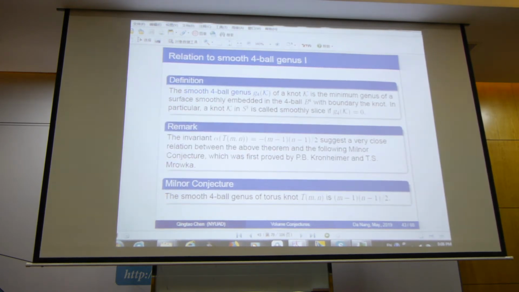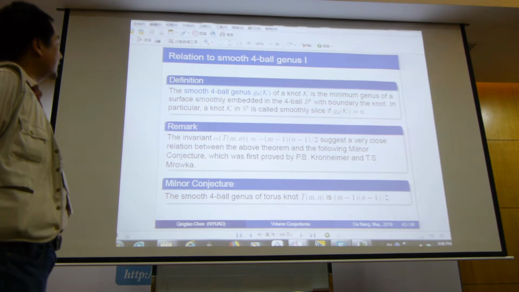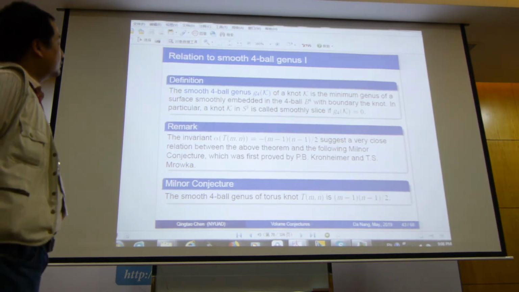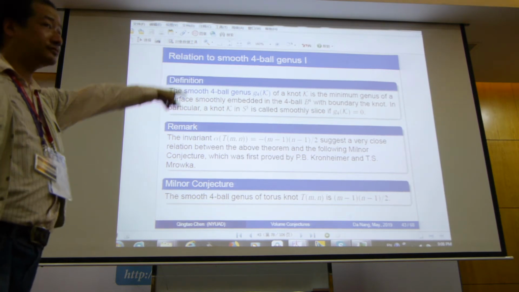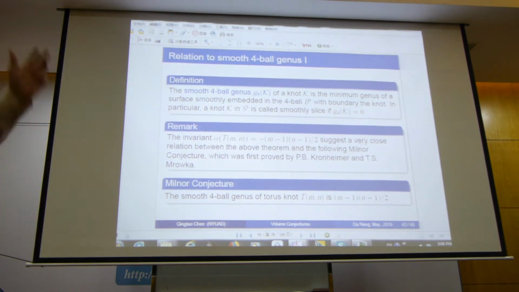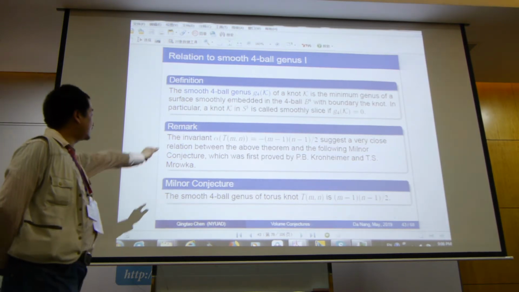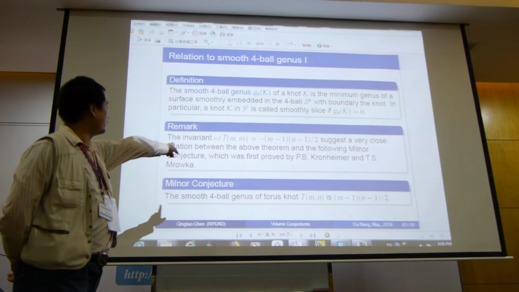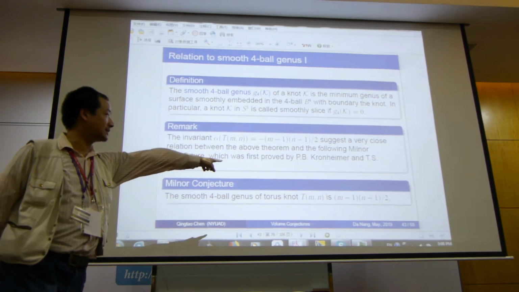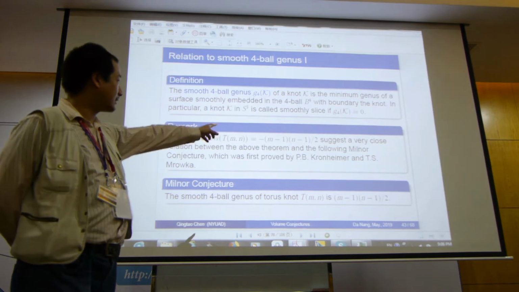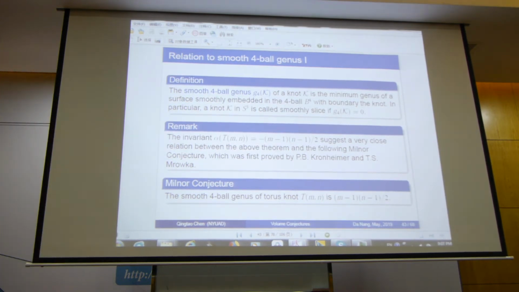Here is the relation to the smooth four-ball genus. Here is the definition of the smooth four-ball genus: it is the minimum genus of a surface smoothly embedded in the four-ball B4. A knot is called a slice knot if the smooth four-ball genus vanishes. Previously, a lot of famous topologists made contributions to the smooth four-ball genus, like Michael Freedman, who has several nice theorems about it. This suggests a very close relation to the Milnor conjecture. The Milnor conjecture is like this: the smooth four-ball genus is given by this formula. It was first proved by Kronheimer-Mrowka, and later proved by Rasmussen.